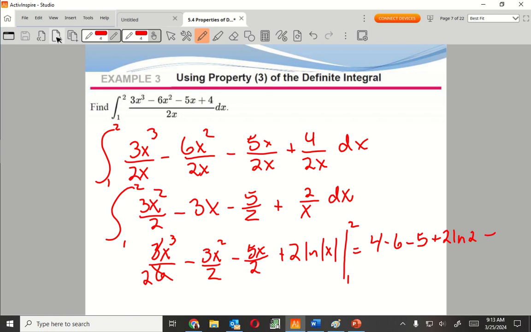Now minus, I'm kind of running out of board here, minus my bottom bound, my lower bound, which would be the 1, right? So we're plugging in 1. So that's going to give me 1/2 minus 3 over 2 minus 5 over 2 and plus 0. Very good, because ln 1 is going to give me 0, times that 2 is going to go away.